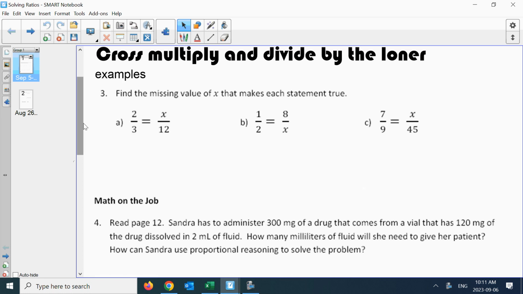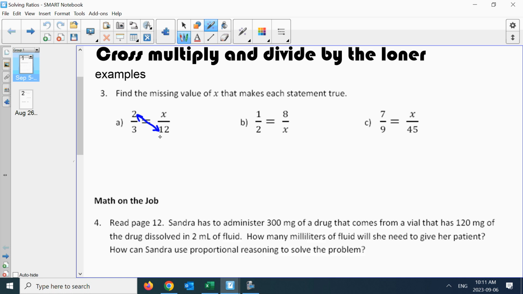Okay, so you guys are going to do this with me. When I say cross multiply and divide by the loner, that only works when you have this fraction equals fraction system, like line equals line, and there's three numbers and one letter, one unknown. When I say cross multiply, I mean the diagonals. So these are the things I'm going to cross multiply.